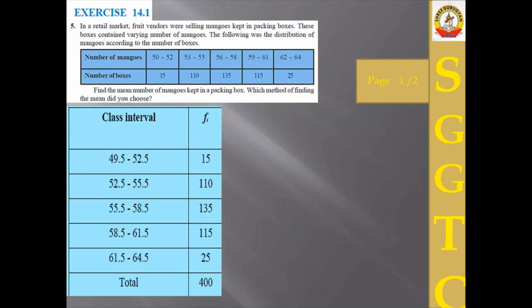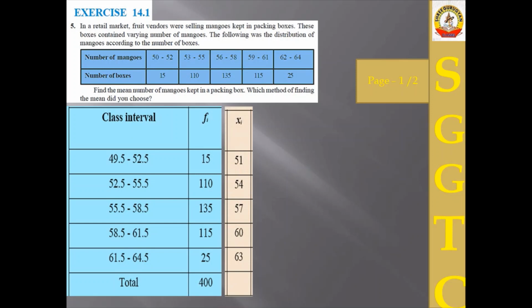Now I go to the central value. The central value is xi. xi means 49.5 plus 52.5 divided by 2. Students, if you don't take the class interval and directly apply the number of mangoes, 50 plus 52 by 2, the same answer comes, it is 51.